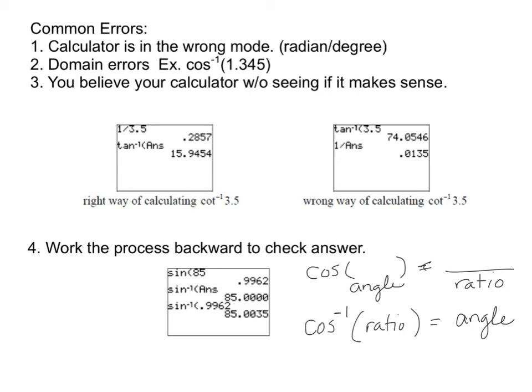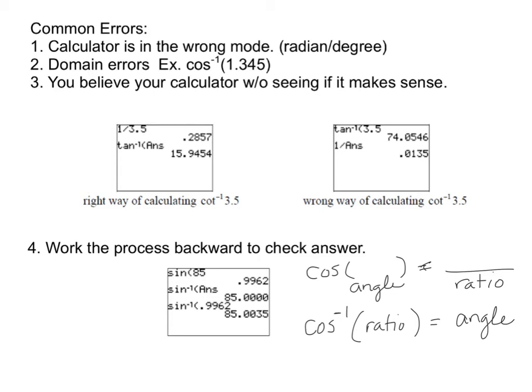One, your calculator could be in the wrong mode. You could be inputting angles that are in degrees, but your calculator's in radian mode, or vice versa. Domain errors. For example, if you take the inverse cosine of 1.345, you're going to get an error. Because in a triangle, the ratio for cosine is adjacent, a leg, divided by the hypotenuse, which is always the longest side. That means your ratio can never be bigger than 1. It can't even be equal to 1 or it's not a triangle. So that could give you an error.